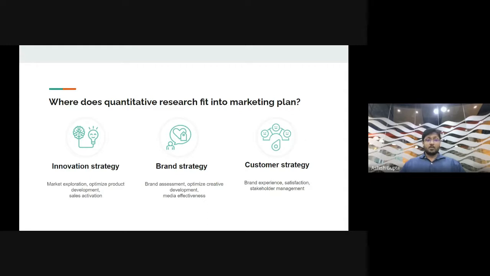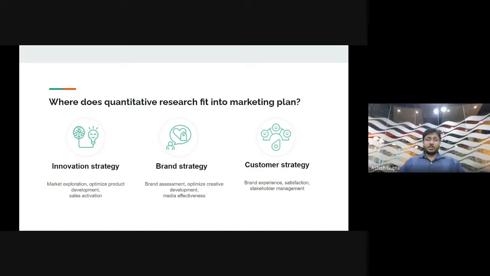Or for that matter, you want to launch a product in the market and you want to understand how to make sure your product is visible on the shelf, or that there is enough offtake for your brand from the shelf. Then you can definitely do a sales activation exercise where you really understand what will make a brand get picked up from the shelf.